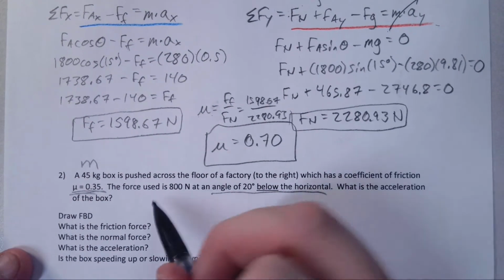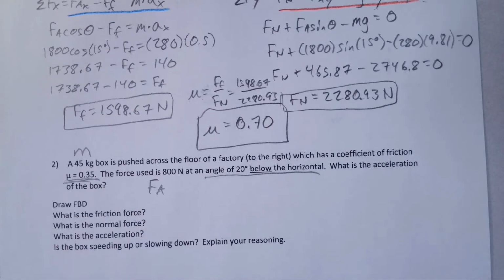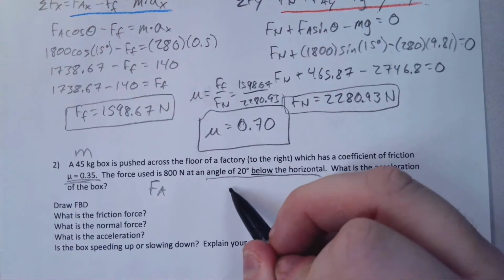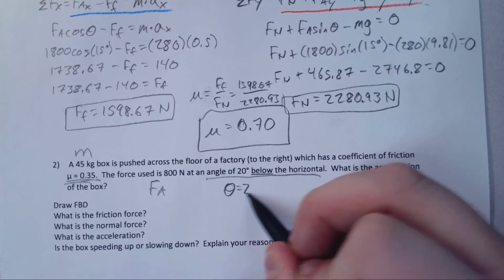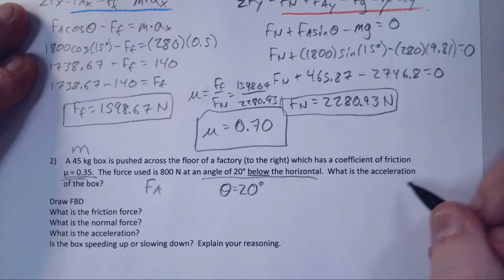The force used, we can call that applied force. And if you feel like, hey, I just want to go and solve my own, totally, if you feel like you can do that. The angle, although it's below the horizontal, we're still giving it the magnitude. It's 20 degrees. Every angle that I provide you, that's the angle you're going to be using in solving these. And we're trying to find what is the acceleration of the box.